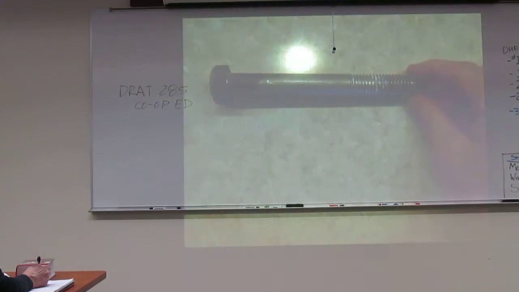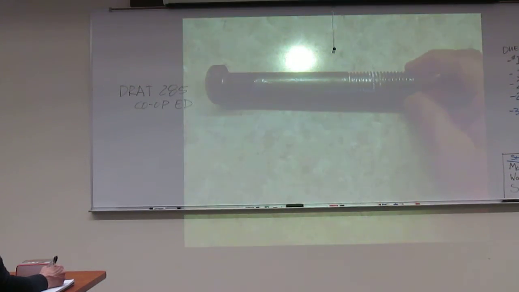There are 2 types generally. There's a lot of specialty types. This is a cap screw.